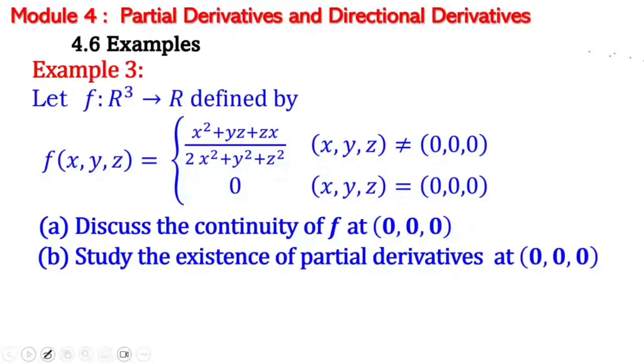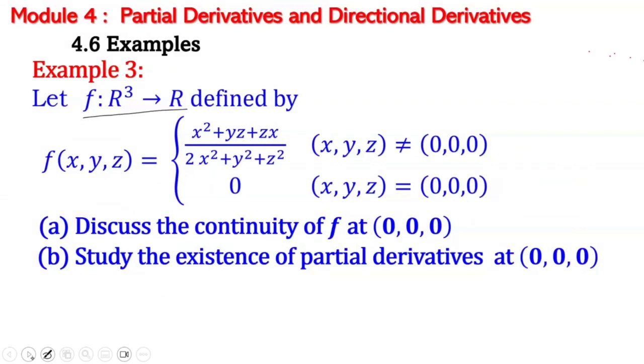Okay, now we have an example. Here again, we are taking a function from R3 to R, and we are going to discuss the continuity of f. And then again, we are going to discuss the existence of the partial derivatives at 0. Here you have to note that we are going to discuss the continuity of f at (0, 0, 0). Like the previous question, it is not guaranteed whether the function is continuous or not. So we will see here whether it is continuous or not.